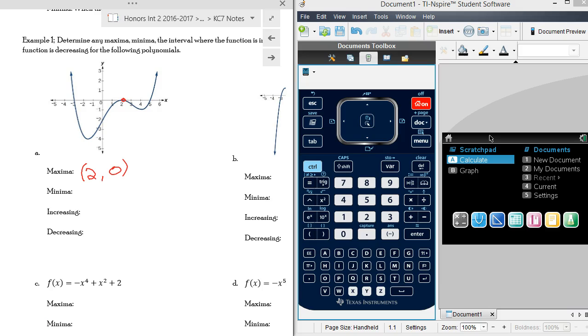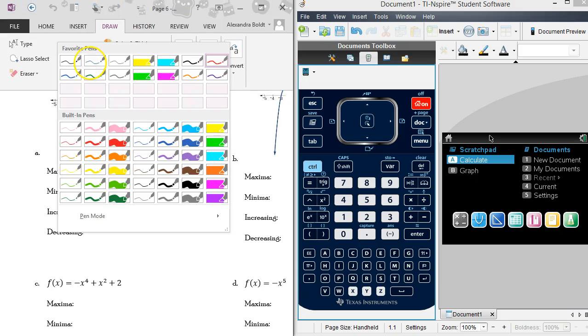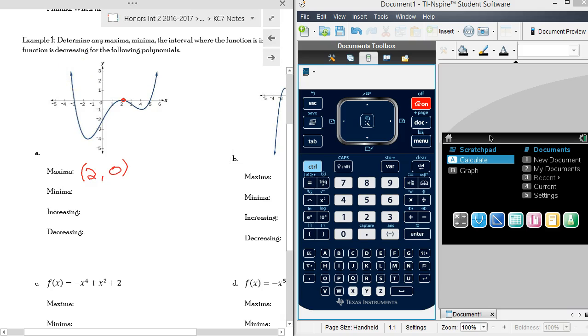Our minima is a low point, right? Again, it doesn't have to be the lowest point on your graph, but it's going to be lower than the things around it. So for example, right here, let's just call this -1, -4. I'm rounding a little bit, but that's okay. We also have one right here, we'll call that 4, -1. Okay? So that's just your maxima and your minima.